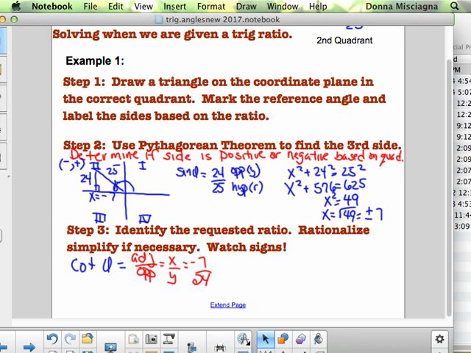Those are all the steps. You draw your triangle in the right plane, figure out what sides you know, and mark them on the triangle. You find your missing side using the Pythagorean theorem. You think about whether it is positive or negative based on the quadrant. In the second quadrant, x is negative, so we want the negative. Then you find the ratio that you're asked to find. And that's it. Let's do 3 more examples.